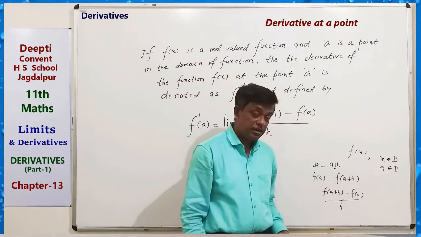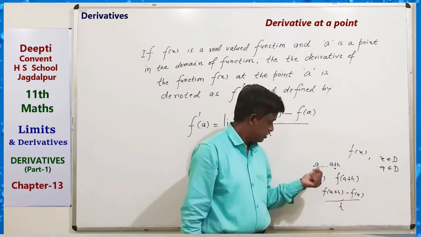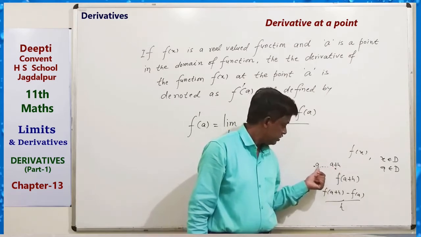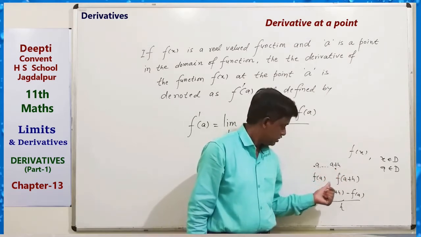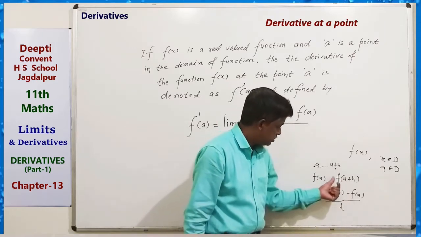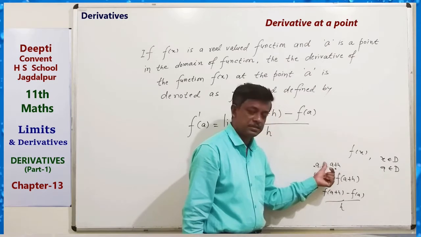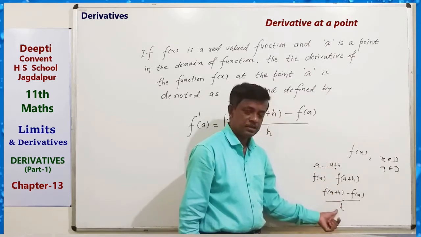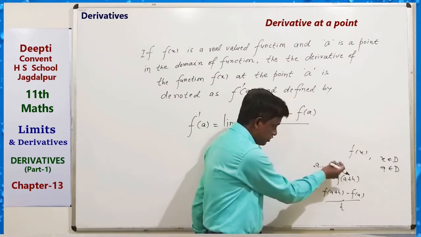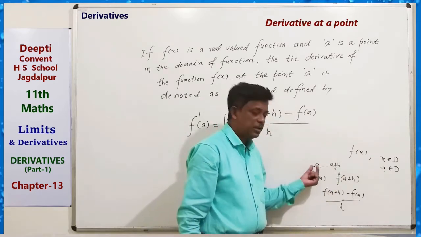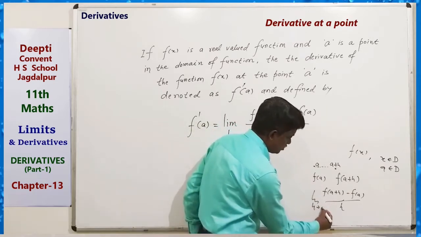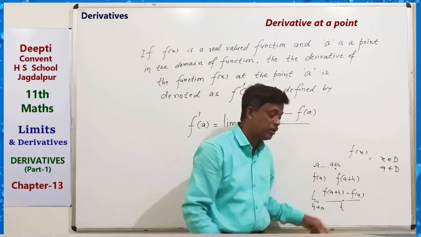And this is called derivative at a, because the change in a is just plus h. Here f(a) changes to f(a plus h), the corresponding change. Now these changes divided by these changes, that is this by h. When we take h tending to 0, we go nearer to a. That is limit h tending to 0. This is the derivative at the point a.